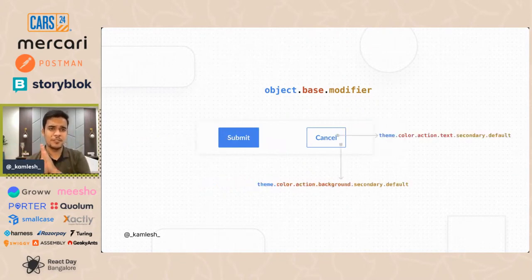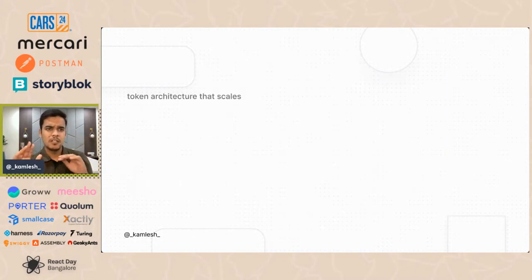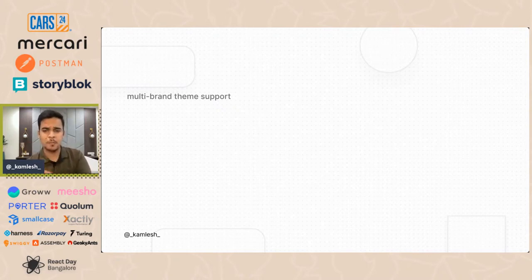Similarly, for a secondary button, you would just say, hey, give me a background color for a secondary button in a default state. So similar structure: you say theme, then you define base, which is color, your action, background, and then you say, give me the modifier, which is my variant and my state. So what was the outcome of all these things? This architecture is what helped us scale everything. It handled all the complex use cases. It also helped us add multi-brand theme support. Let me explain what this multi-brand theme means.